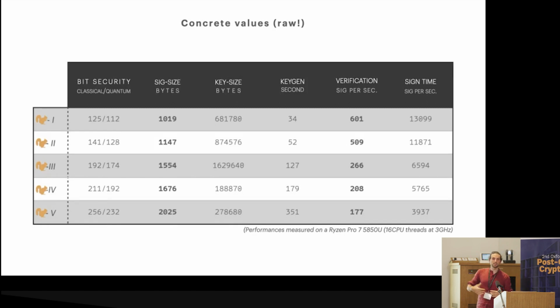If I do that, you can instantiate the full scheme, which is basically GPV on steroids, and you get these concrete values. Okay, I just draw your attention to the signature size, which is actually very small. It's in between Dilithium and Falcon. I don't draw your attention to this part, which is not very small, but I draw your attention again to the verification, which is actually on the same order of magnitude as Falcon and Dilithium.